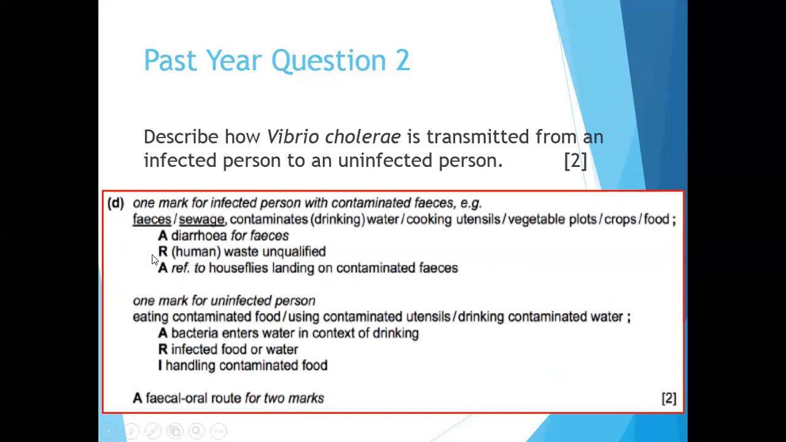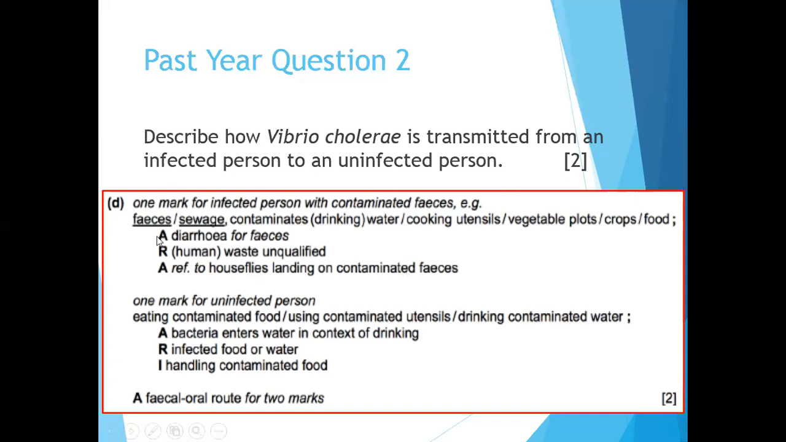Reject human waste unqualified, because CO2 is also waste, right? It is a waste from aerobic respiration. Accept house flies landing on contaminated feces also can. I didn't mention that one because in certain years it is not accepted in the mark scheme.